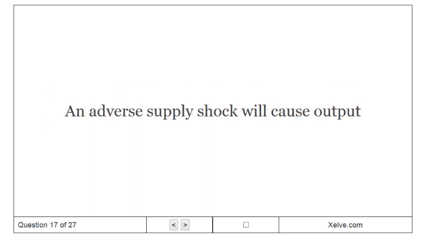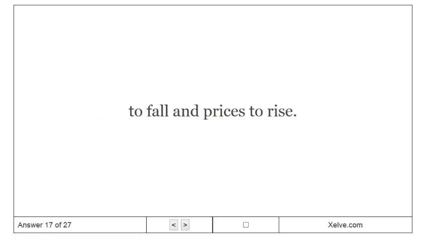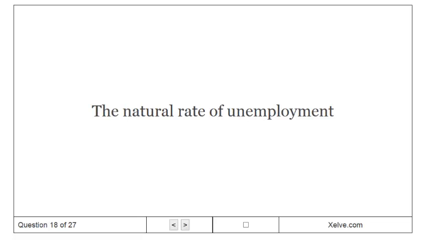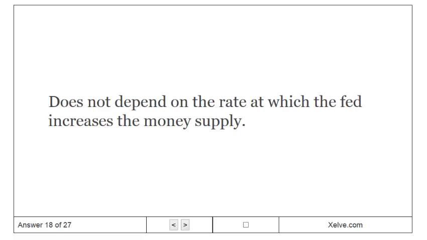An adverse supply shock will cause output to fall and prices to rise. The natural rate of unemployment does not depend on the rate at which the Fed increases the money supply.